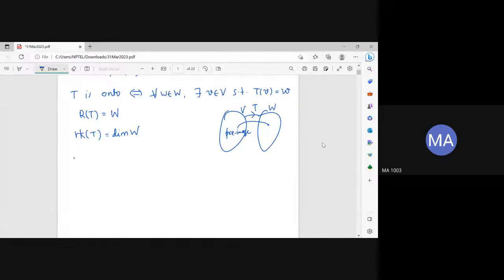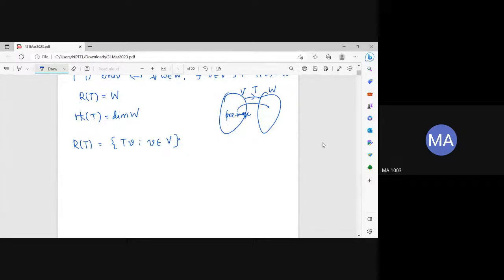So what is the range of the linear transformation? It is the set of all images of the linear transformation. If this is equal to the codomain, then it is an onto map. Or in other words, you can check the rank of the linear transformation and check whether it is equal to the dimension of W. In any case, you can always use the rank-nullity theorem. If you are comfortable finding the nullity, you can do that and then use the rank-nullity theorem to check for onto as well.